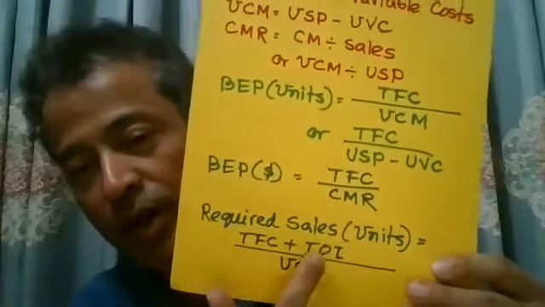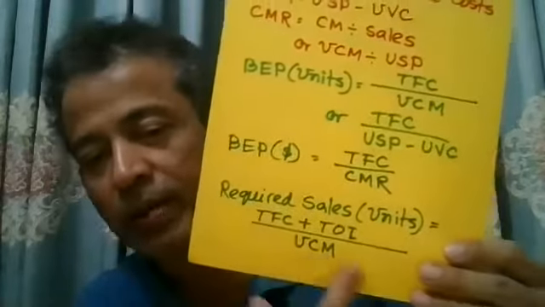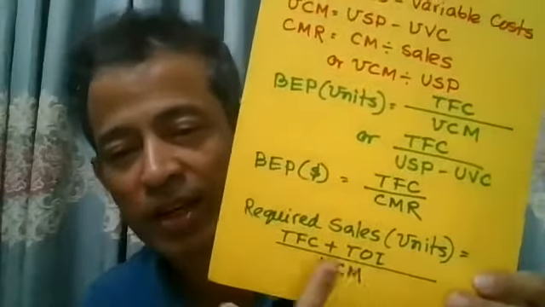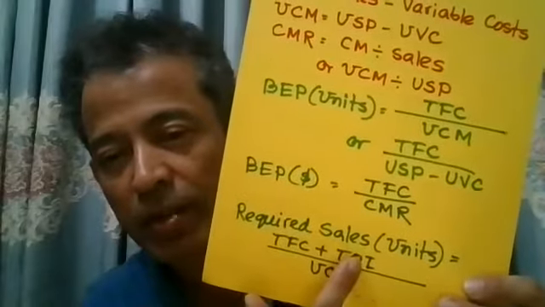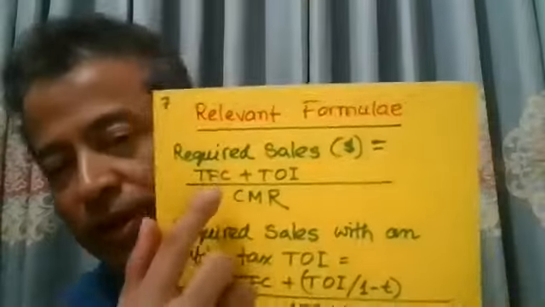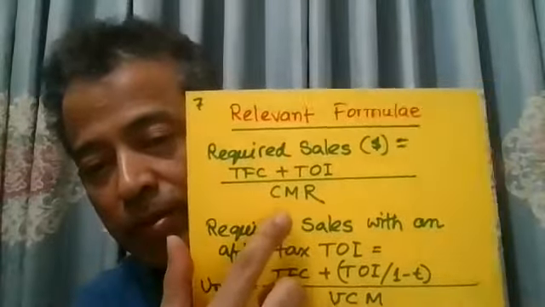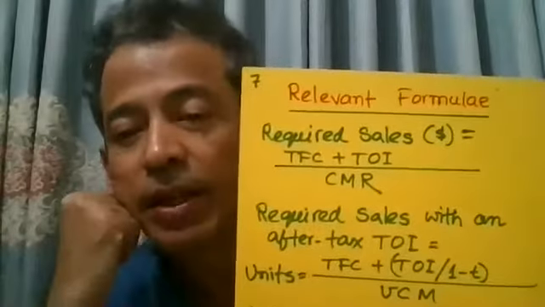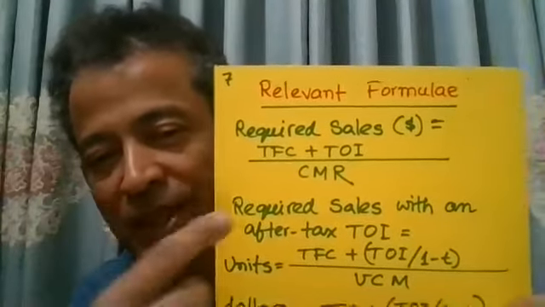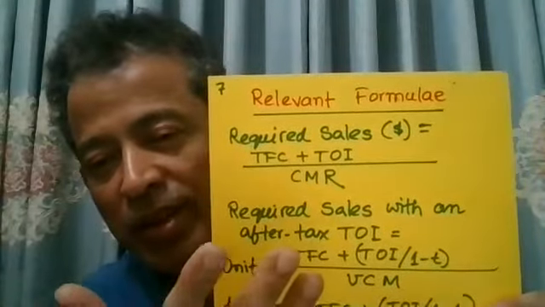Okay, so whatever the target profit is, superimpose it on fixed costs. That's like another burden. Fixed cost is a burden, and now the expected profit is also a burden. So TFC plus TOI, where TOI is target operating income, divided by UCM. So it's the same old formula, just an extra burden, target operating income. If you now divide the same numerator by CMR, the CM ratio, instead of UCM, you're going to get required sales in dollars.